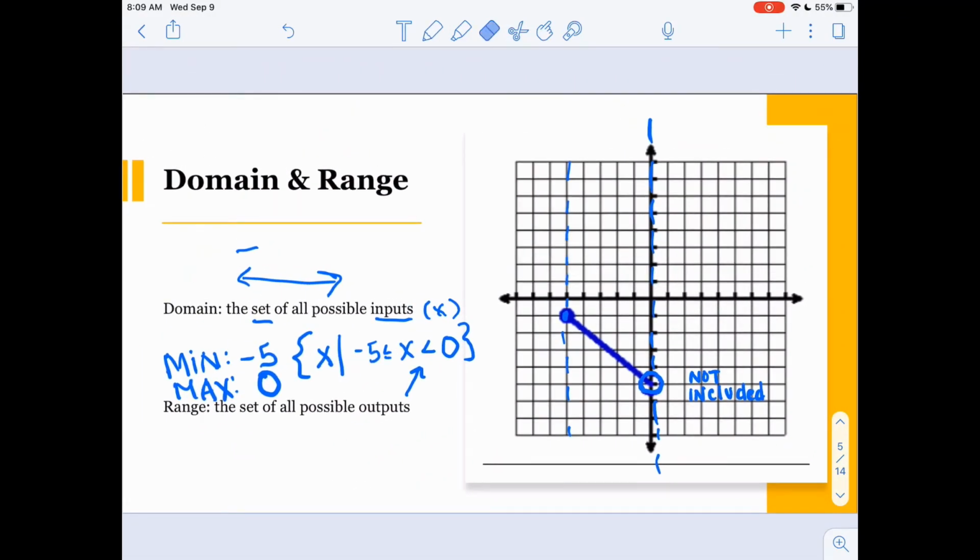So now let's take a look at range. Again, our range is our list of all possible outputs, or y's. Because the y-axis runs vertically, the smallest will be at the bottom and the largest value will be at the top. So let's take a look. I see that my largest value is -1, and my smallest value is -5.